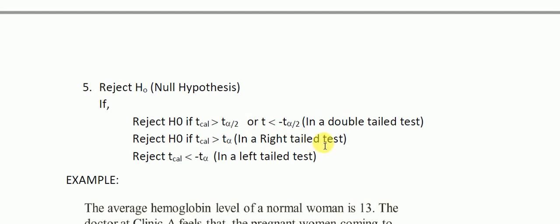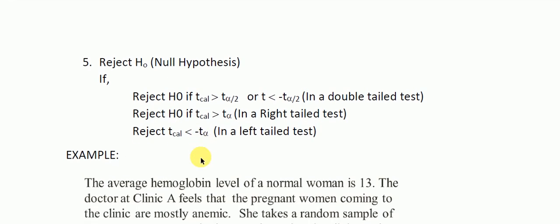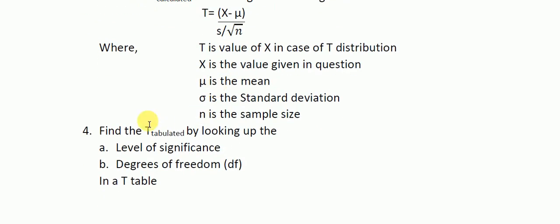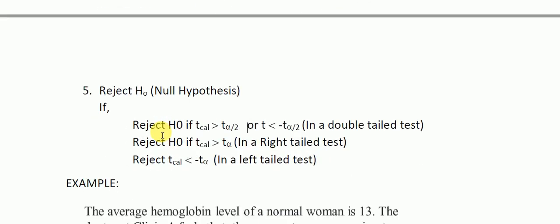In case of a right-tailed t-test, we reject the null hypothesis if t calculated is greater than t alpha. So t alpha by 2 is not used in this case, rather we use t alpha. In a left-tailed t-test, we reject the null hypothesis if t calculated is less than minus t alpha. So these are the three scenarios when we reject the null hypothesis. So basically we calculate t calculated, then we find t tabulated, and then we compare them.